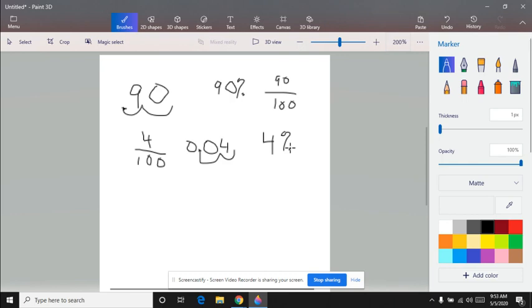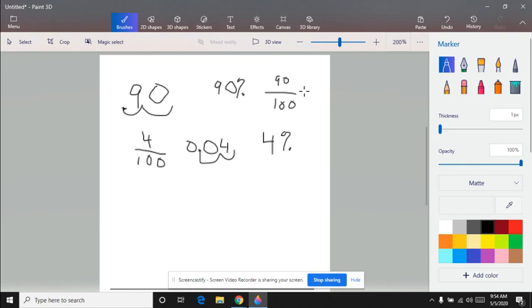Number 2, 4 squares, 4%. So with the boxes there, that's pretty easy. And the same with 7 through 11 there. It's all out of 100. As long as you have 100 on the bottom, your top number is what your percent is.